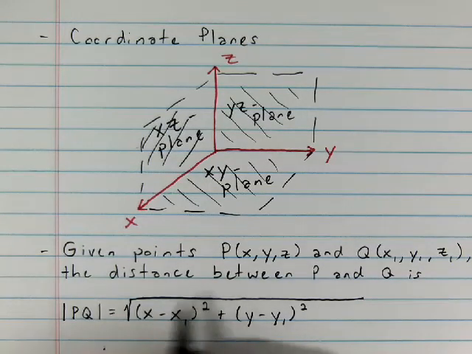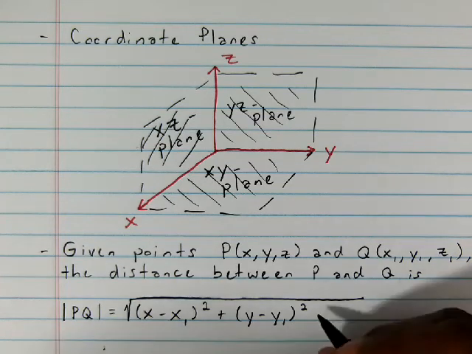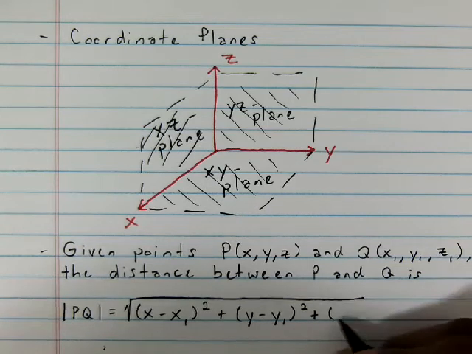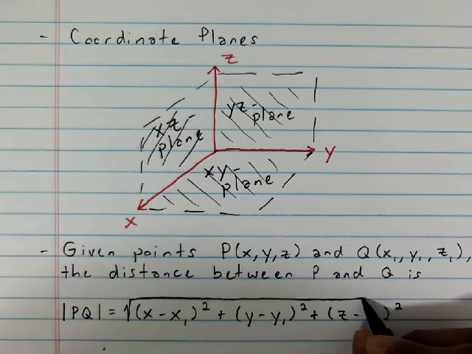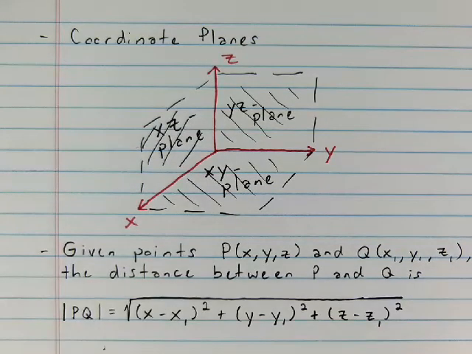plus the quantity y minus y1 squared. Now, if we stopped right here, that's the distance formula that you all are accustomed to from 2 dimensions. Only difference is now in 3 dimensions we now add on plus the quantity z minus z1 squared. And that's our distance formula in 3 dimensions.